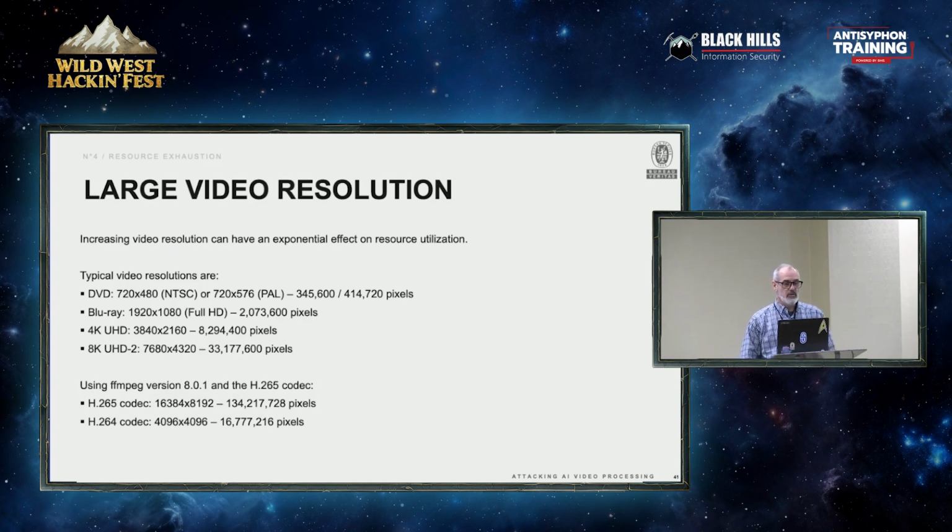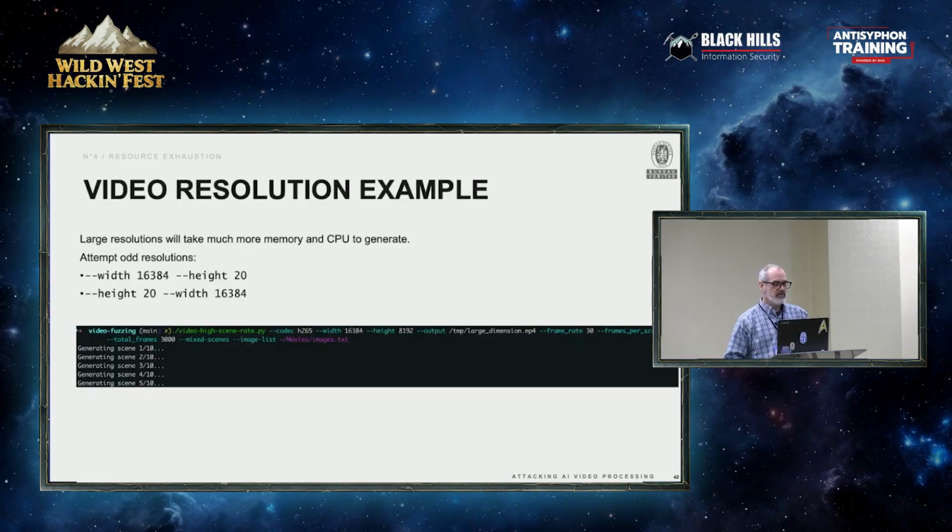We can do large videos. So again, I've put the typical video resolutions, but the max at the time of FFmpeg 8 and 265 is 16384 by 8192. So that's 134 million pixels per frame. H.264's max gives you 16 million. So I want to be careful with this because this took 32 gigs of RAM for me to generate. And my Mac went really slow.